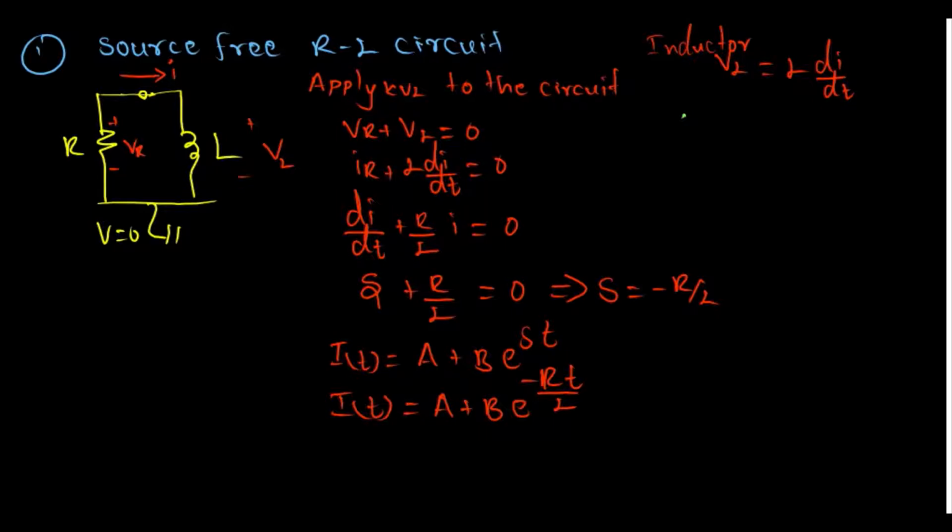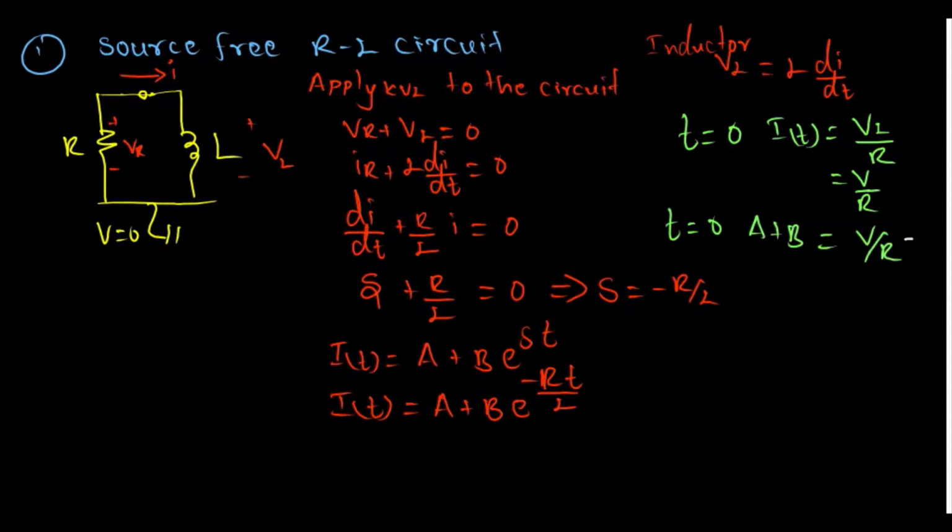For that, we put t equal to 0. There is only one resistor, and the inductor's voltage is 0, so I(0) is equal to VL over R. VL and VS are equal, so I put V over R. So I(0) is equal to V over R. When we plug t equal to 0 in here, we get A plus B is equal to V over R. So this is our first equation.